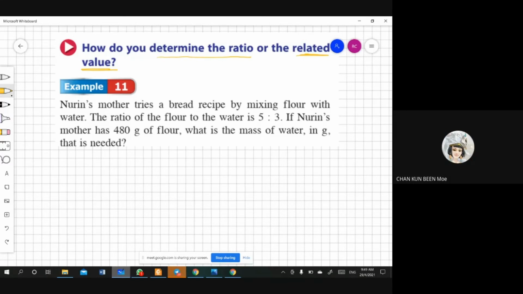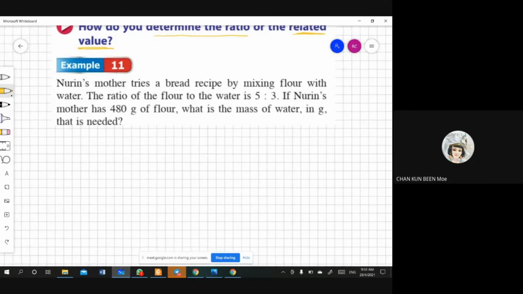Very good. Okay, now we look at the question given over here. Last line. What is the mass of water in gram that is needed? So you need to find the mass of water in gram that is needed for 480 grams of flour.